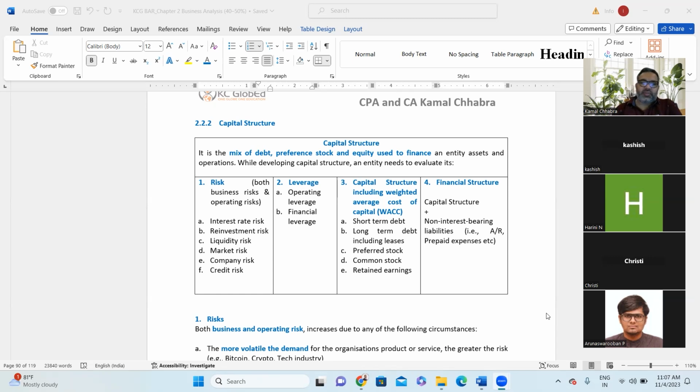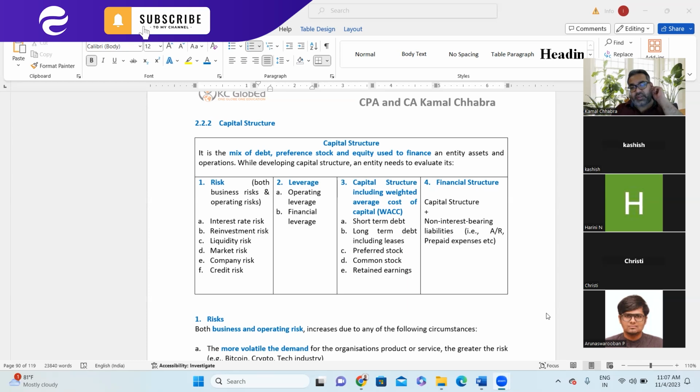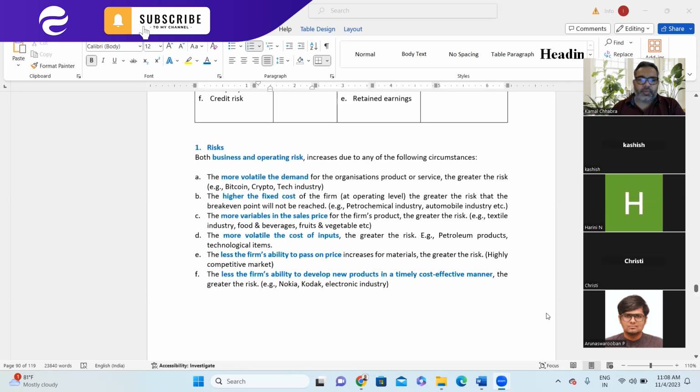So in capital structure, we discussed what is capital structure, a mix of debt, preference share, equity, and all those things. Then we discussed the risk, both business risk as well as operational risk. And then we discussed the leverages. In the leverage, we discussed in detail what is operating leverage and what is finance leverage. Now, I think today we need to start with capital structure, including weighted average cost of capital, and then financial structure, which is capital structure plus non-interest bearing liability. So maybe just take a look at the notes if you have any doubt before we jump onto the topic of weighted average cost of capital.